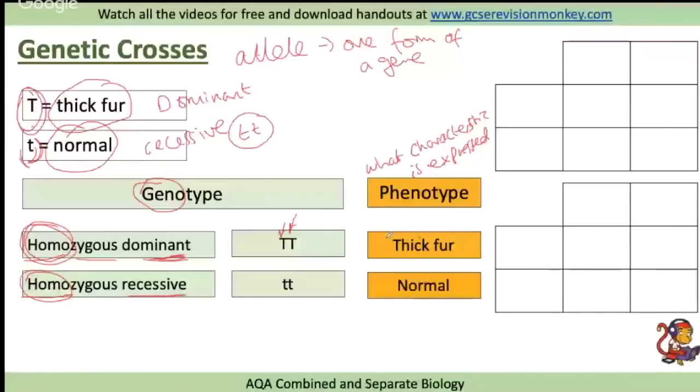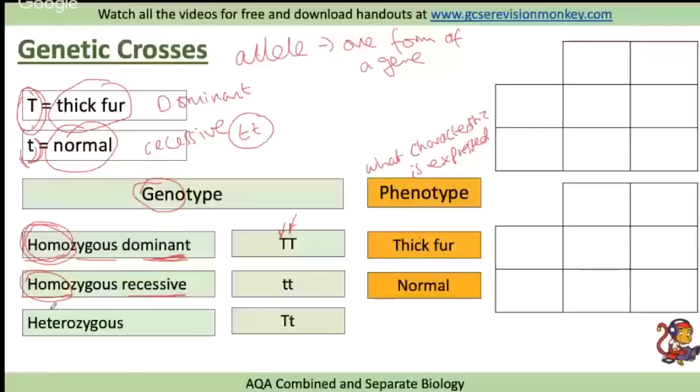And the final combination you could have is heterozygous. So that means one of each. Hetero, one of each. So you get a capital T and a lowercase t. But you need to look at which one's dominant. Dominant is thick fur. So wherever you have an allele with a capital, that means that you will express that characteristic. So in this case, because we've got a capital, that wins over. So this heterozygous will be thick fur.